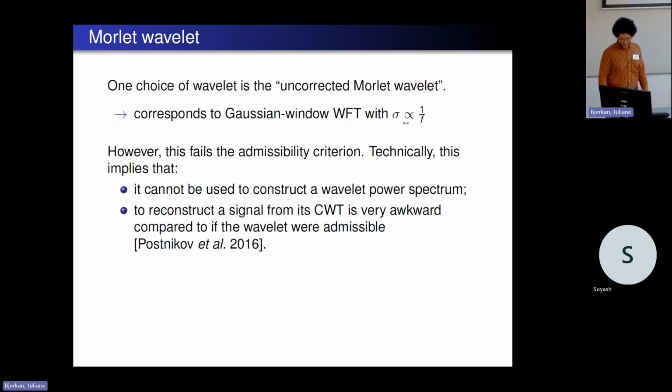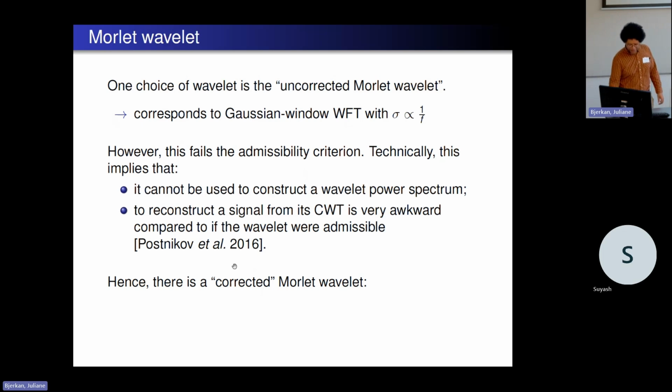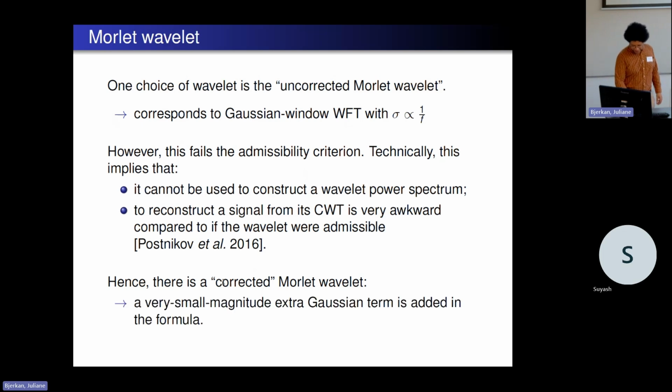Technically, the implication of this is that it can't be used to construct a wavelet power spectrum, and also it's very difficult to reconstruct a signal from its wavelet transform when using a non-admissible wavelet. And so, as a result, one often encounters a corrected Morlet wavelet, where a very small magnitude extra Gaussian term is added in the formula.